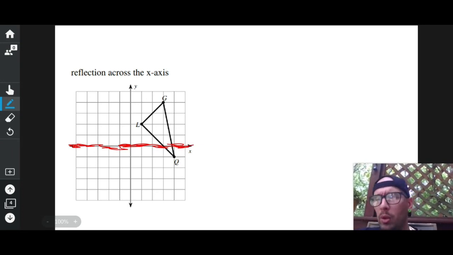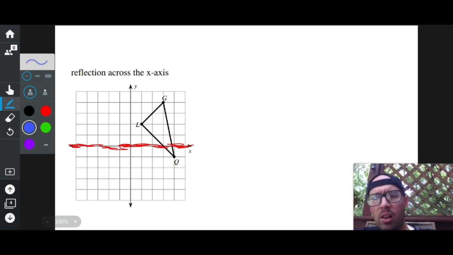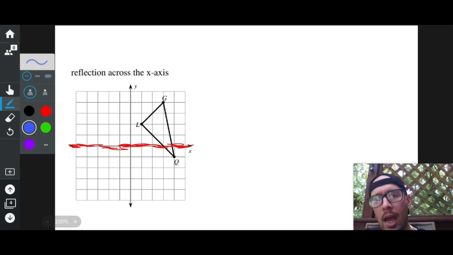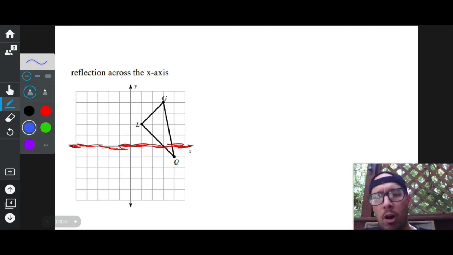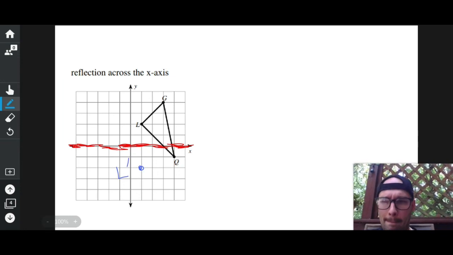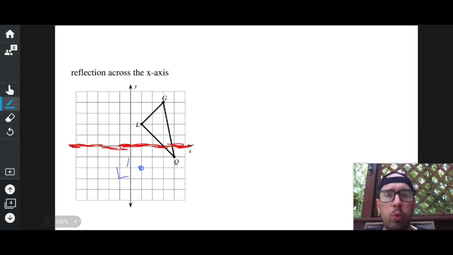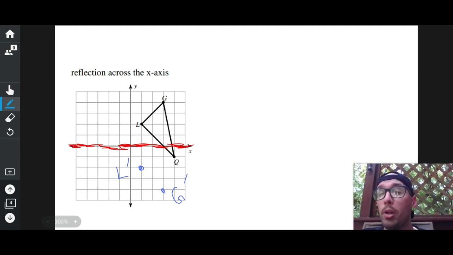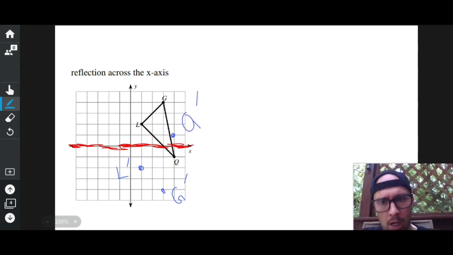So how am I going to do this? Well, let's start with L. L lives above the red line, so its reflection is going to be below the red line, and L is 1, 2 away, so L prime is going to be 1, 2 below. G is 1, 2, 3, 4 above the red line, so G prime is going to be 1, 2, 3, 4 below the red line. And this is where it's weird. Q is 1 below the red line, so Q prime is going to be 1 above the red line. And when I connect my dots, that's what I have.